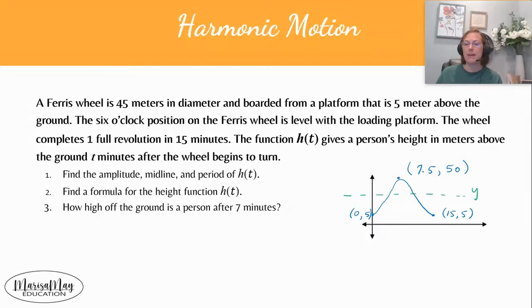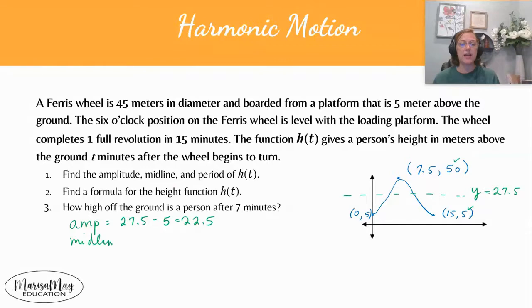We know it's going to be in the middle here. So what value does that happen at? Well, look at your 50 and look at your 5. Halfway between 50 and 5, if you average those two, you'll get 27.5. That's your midline. Your amplitude is going to be the distance between the 27.5 and the 50, or between the 27.5 and the 5. So I'm just going to do 27.5 minus 5 because that'll be a little easier. That'll be 22.5. That's my amplitude. My midline, we already found that. That was my y equals 27.5.